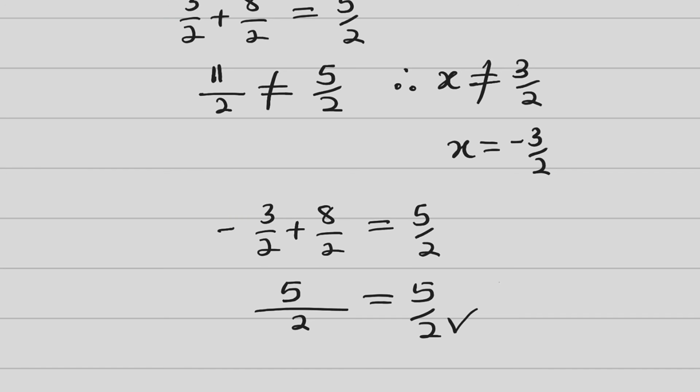Therefore, we can conclude by saying x equal to negative 3 over 2 is a valid solution, while this one is not a solution. And this is all I have for you today.